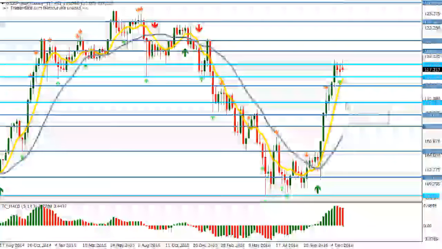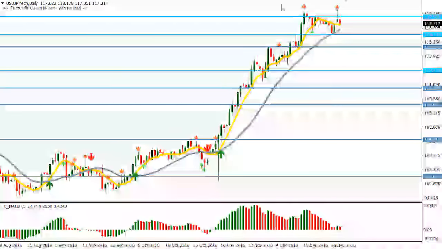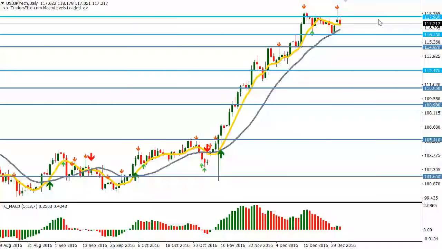Even if it drops down to 112, it'll still be considered as strongly up on the weekly charts. Daily is also up as well, so 116.13 really is the battleground. If that falls, then 114.87.